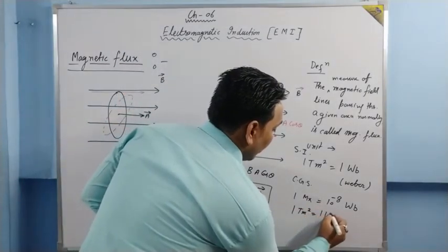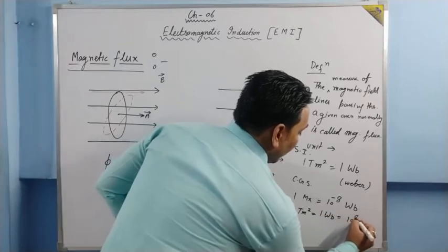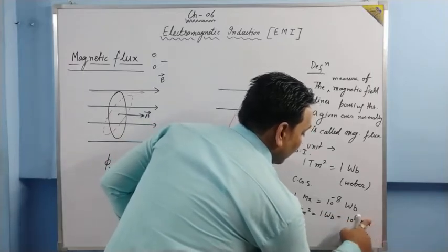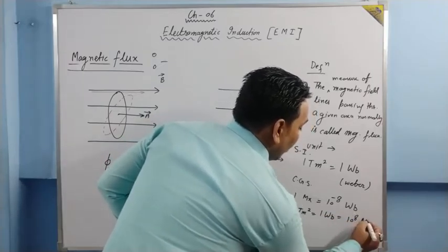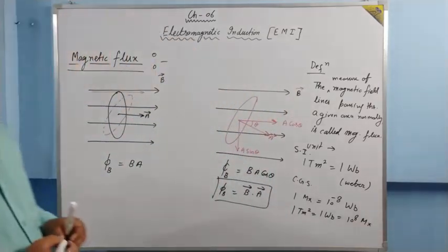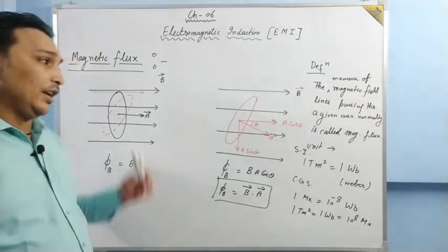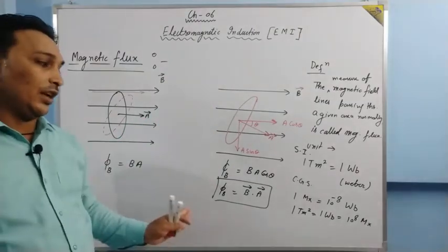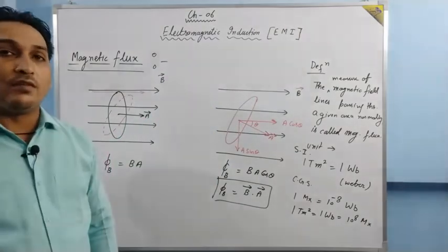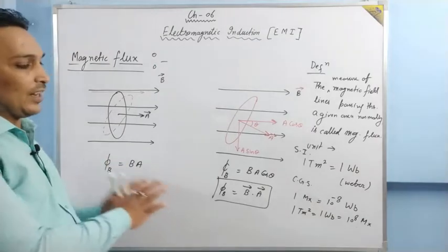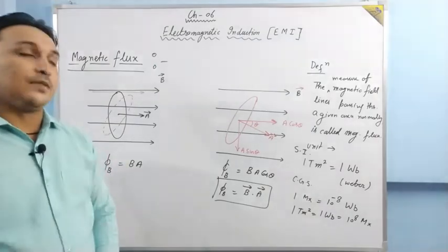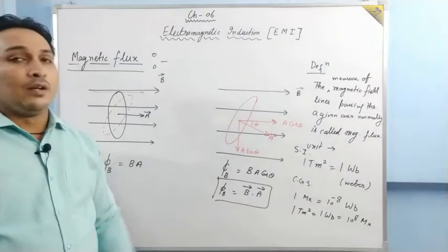Basically, 1 Tesla meter square is equal to 1 Weber, which is equal to 10 to the power 8 Maxwell. These are the units of magnetic flux. Same as we have done in electric flux, if the area is tilted or curved, we take the elementary flux and then integrate it. Same goes with magnetic flux also, as we have done in electrostatics.